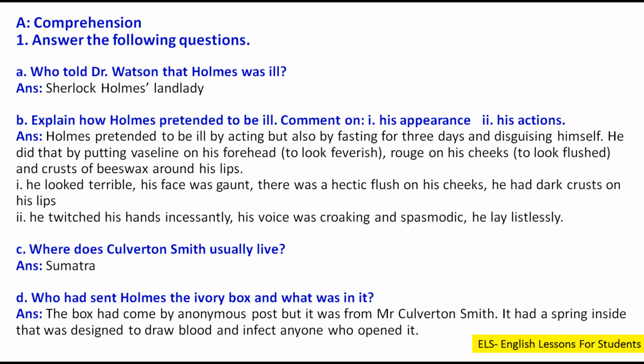3. Where does Culverton Smith usually live? Answer: Sumatra. 4. Who had sent Holmes the ivory box and what was in it? The answer is the box had come by anonymous post, but it was from Mr. Culverton Smith. It had a spring inside that was designed to draw blood and infect anyone who opened it.